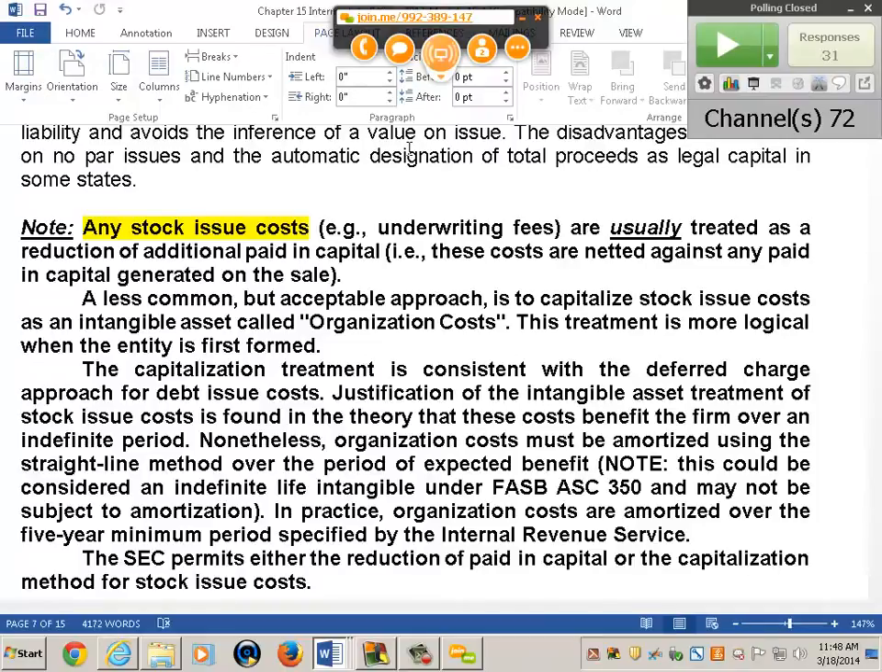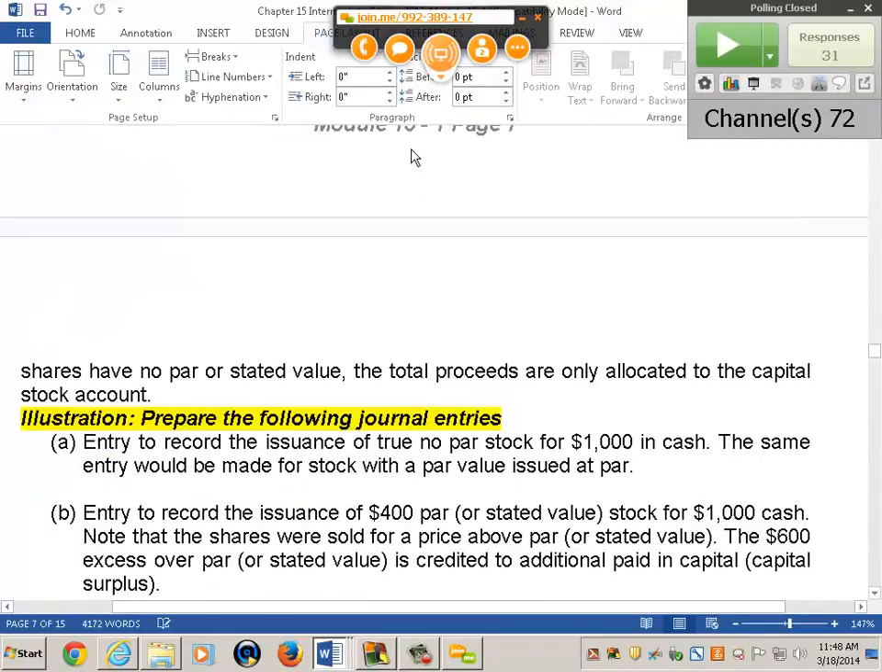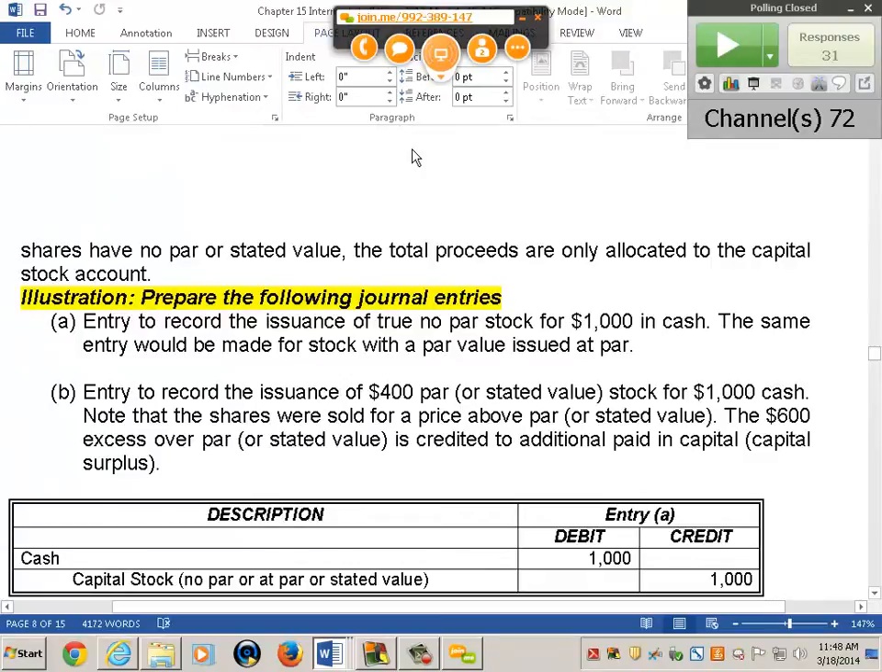Okay. All right, let's see how it works then. If we issue stock for cash, if you now take a look at page 8, you'll see that I have two possibilities. One, I want to know the entry if this is true no par stock and you issue it for 1,000, which, by the way, is exactly the same if you issue a stock at par or at its stated value. All of the proceeds go into the capital stock account. Capital stock is a generic term for equity. It's either common or preferred.